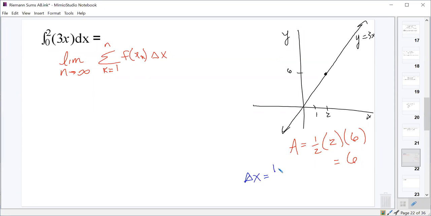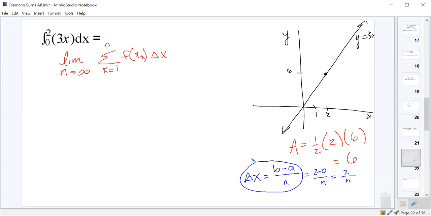Delta x is always equal to b minus a over n. We talked about that yesterday. It's equal to the ending point of our interval minus the starting point of our interval, divided by n. So in this case, that will be 2 minus 0 over n, or 2 over n. And delta x will always, 100% of the time, equal b minus a over n. Everybody good with that? Yes.